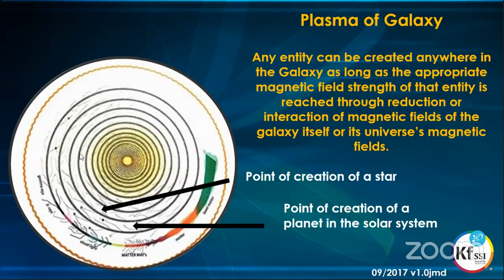So what we're trying to explain here is that at different points on the spiral, we have different magnetic gravitational field strengths. And so within the galaxy, we can have a look at a certain point. That strength leads to the creation of a star. At another point, we have the creation of a planet within a solar system. So it's all within the plasma of the galaxy. It just varies depending on the point at which we get manifestation with the accumulation of the fields.